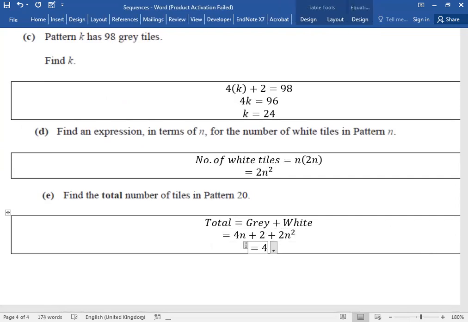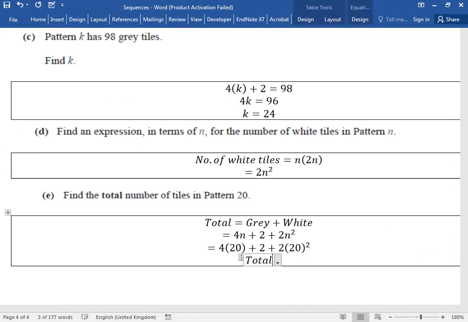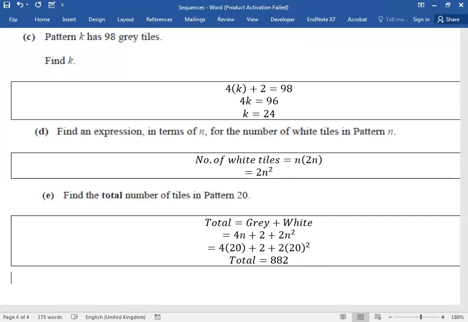Question is asking pattern 20. 4 into 20 plus 2 plus 2 into 20 का square. Calculators can be used. बताओ total tiles कितने आ रहे हैं? Total number of tiles are 882. Let's have a look at another question.